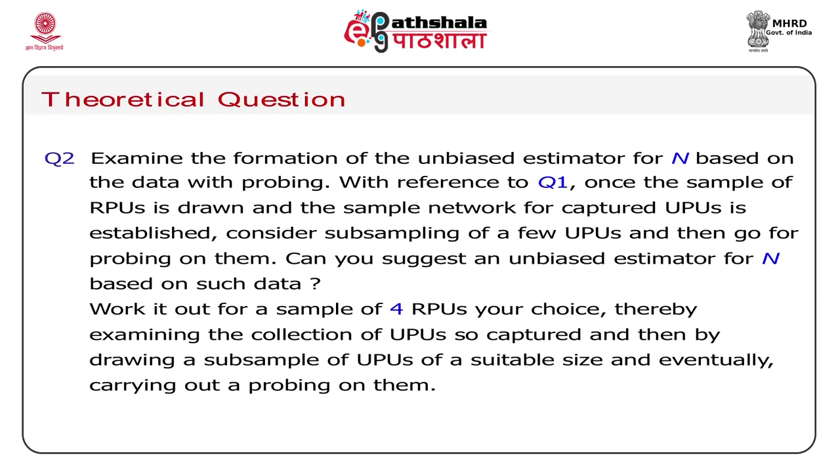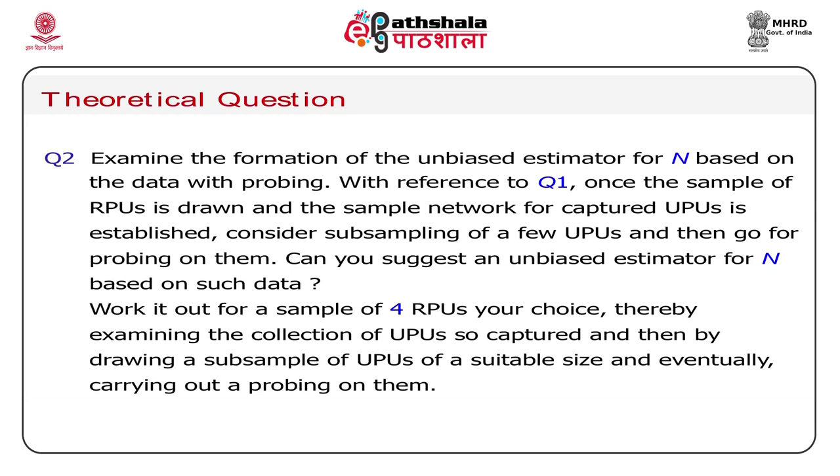Work it out for a sample of 4 population units of your choice, thereby examining the collection of the ultimate population units so captured, and then by drawing a subsample of ultimate population units of suitable size. If you got 5, you take 3, for example. If you got 6, you take 4, for example. Do something, and eventually carry out probing only on them. So, you know the problem now.